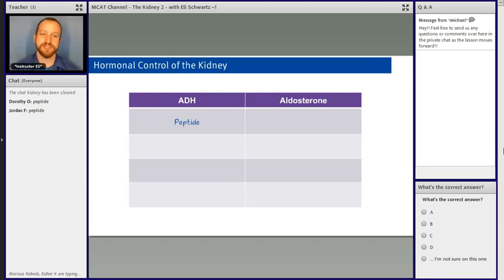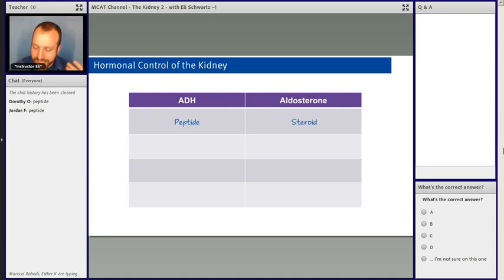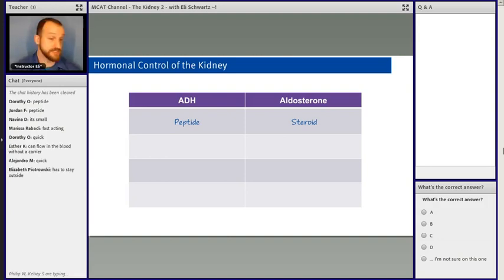Good, Dorothy. Awesome, George. So it's a peptide hormone versus aldosterone, which is a steroid hormone. And again, ADH, antidiuretic hormone, aka vasopressin, being a peptide hormone, means what about its functionality? What about the speed? What about the effect? It's fast acting, exactly right, Marissa, which is important for us. Quick acting, and nice, Esther, absolutely. Good, Alejandro. So fast acting, quick response mechanism.